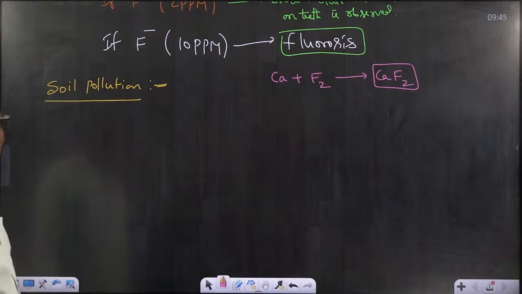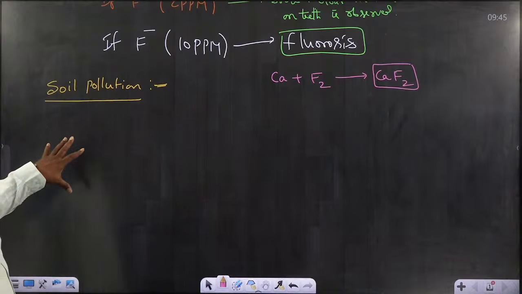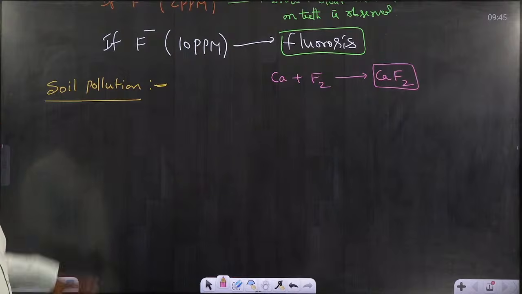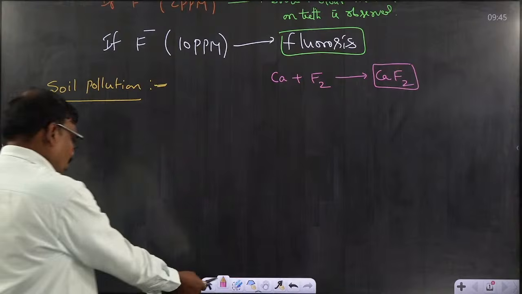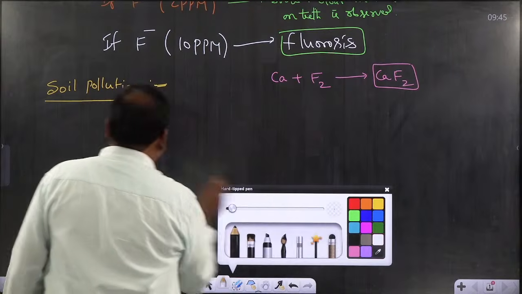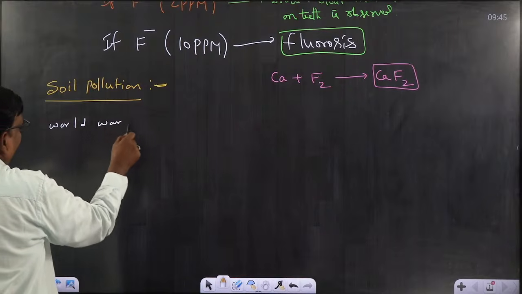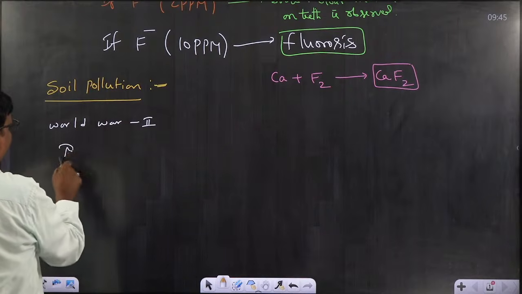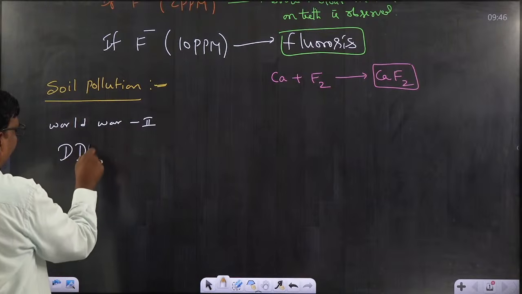Already we have some idea about the use of pesticides and fertilizers. If these pesticides and fertilizers stay on the soil surface, the soil will be abnormally affected. Especially in World War II, DDT was very much used. DDT, dichlorodiphenyl trichloroethane.